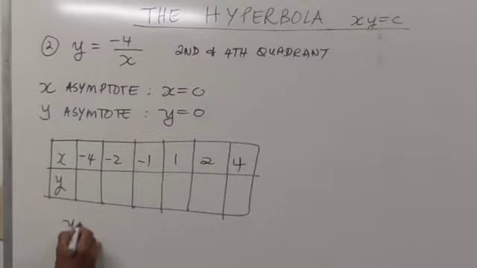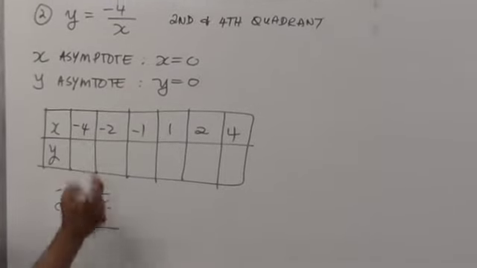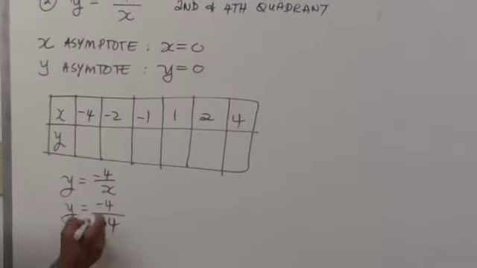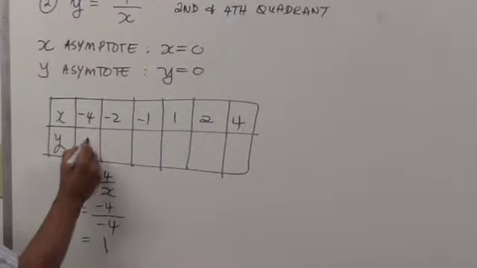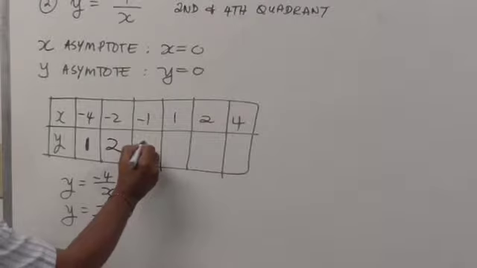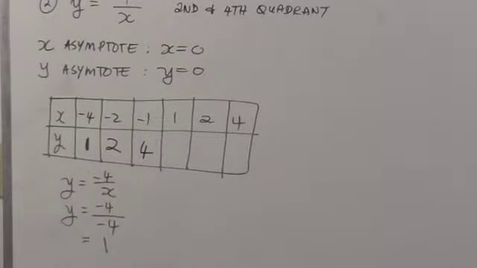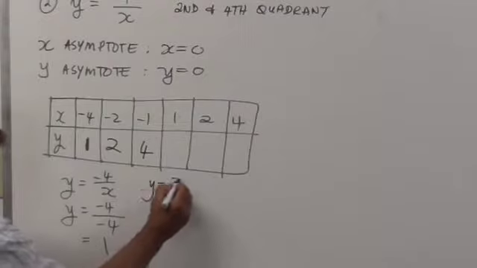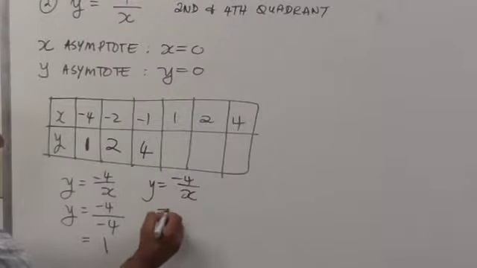So, you're going to take y is equal to minus 4 over x. That means y is equal to minus 4 divided by minus 4, and that will give you 1. Then just like that, you're going to take minus 4 divided by minus 2. You can do this on your calculator. Minus 4 divided by minus 2 will give you 2. Minus 4 divided by minus 1 will give you 4.